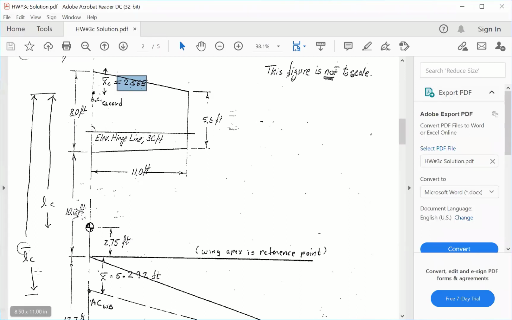And then LC bar is this distance, so you take 8 plus 10 plus 5.2 minus 2.565, and you get the distance there. So you should be getting distances for this.